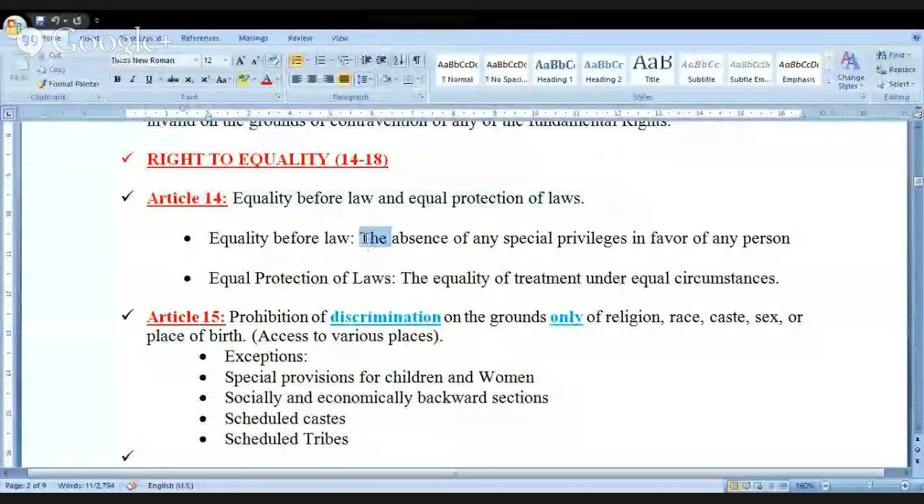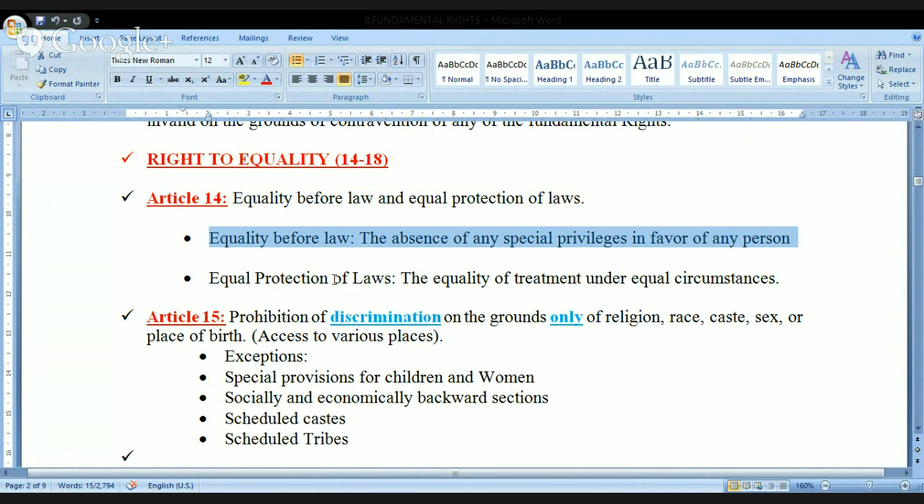Now, let me show you the document again. Look at this. Equality before law. The meaning of equality before law is nothing but the absence of any special privilege in favor of any person. There is no special privilege in favor of any person. Meaning everybody should be treated equally before the law.